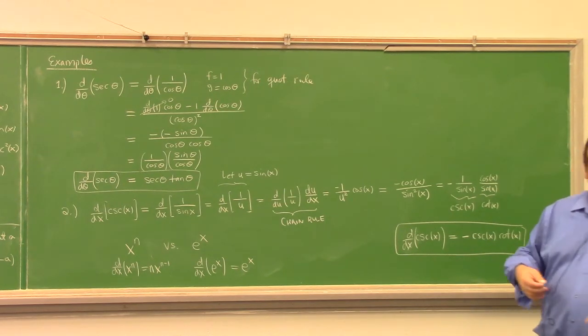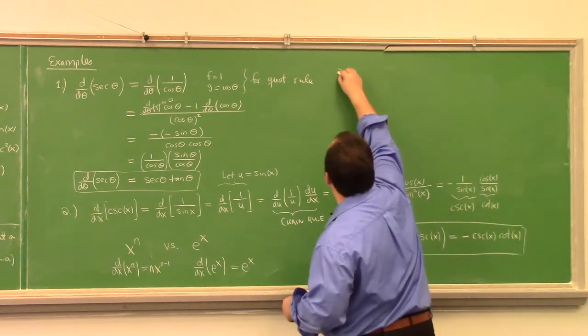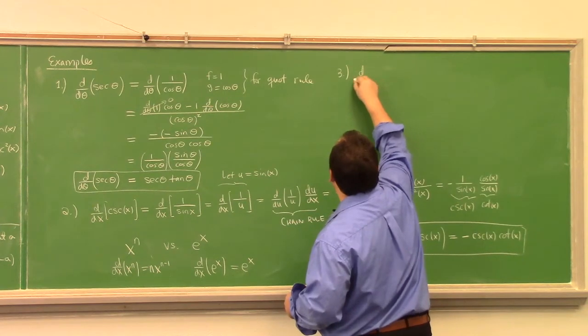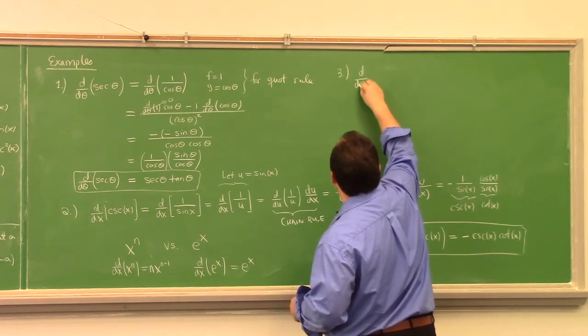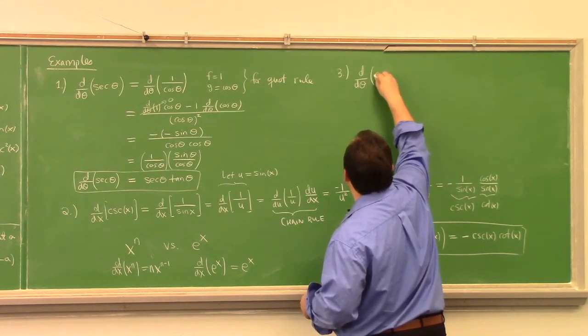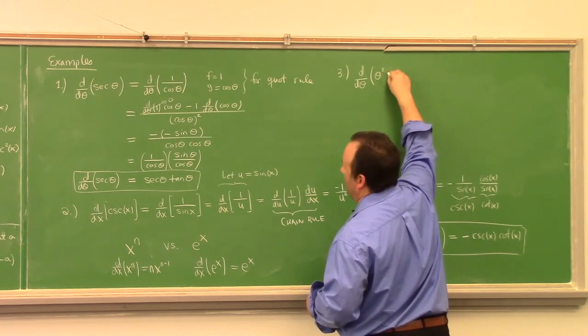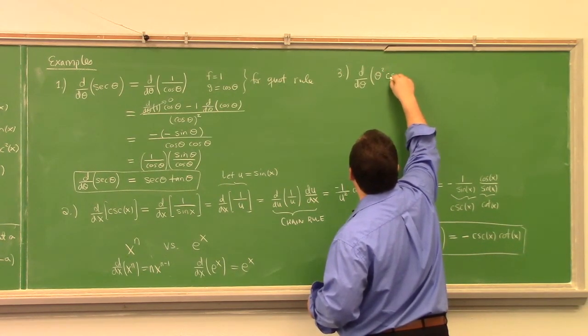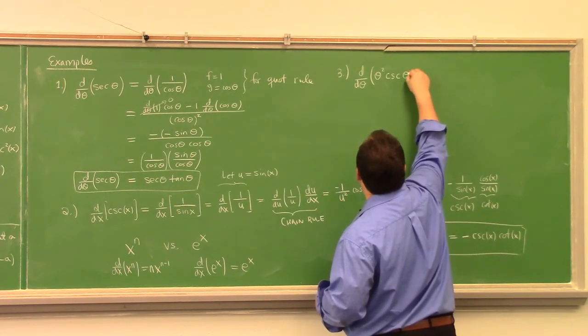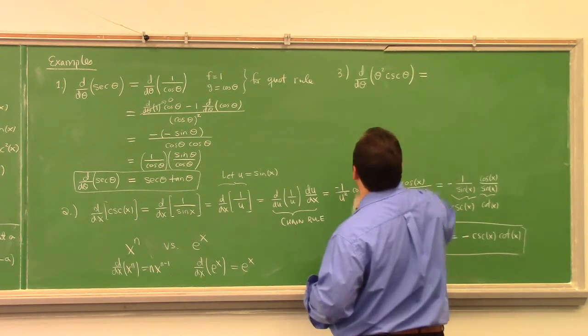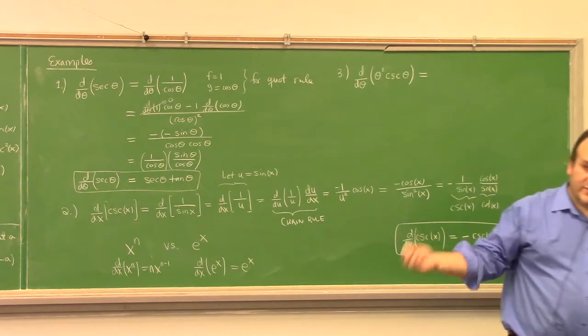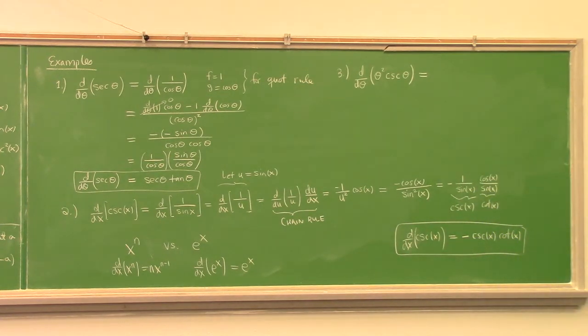Let me show you what I mean. Example 3: the derivative with respect to theta of theta squared cosecant theta. We're going to use what we just did to do this example.